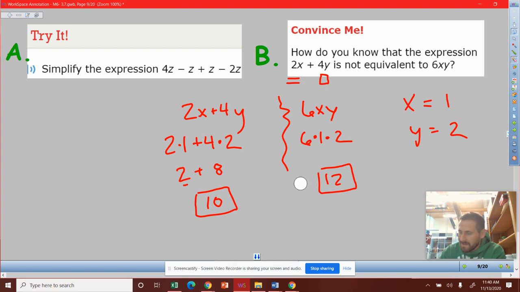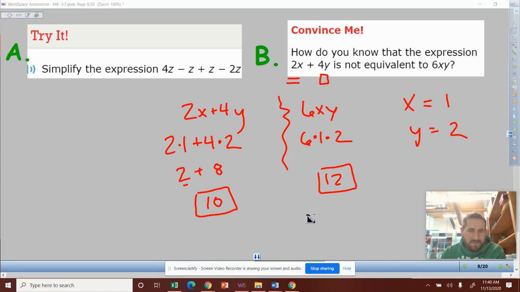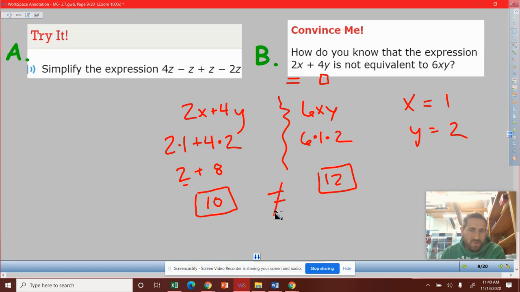And a symbol you might see for that is an equal sign with a line through it. Kind of like no smoking. You've seen that sign, right? So you just got your equal sign and you put your no through it. They're not equivalent. They're not equal to each other.